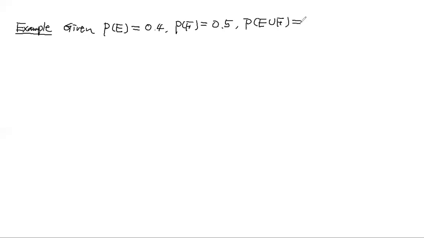Okay, so we are given that P(E) is equal to 0.4, and P(F) is equal to 0.5, and P(E union F) is equal to 0.7. I am looking for the conditional probability E given F.